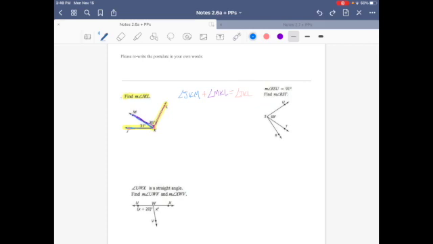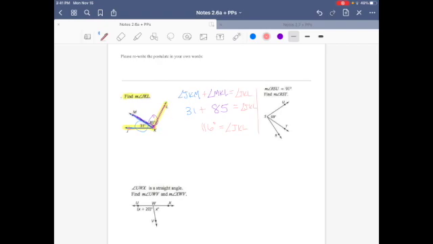So JKM, they tell us, is 31 degrees. And then MKL, they tell us, is 85 degrees. So if I add these together, then I'll get angle JKL. So 31 plus 85: 30 plus 80 is 110, 5 plus 1 is 6, so 6 plus 110 is 116 degrees. That's the big one. So I just take the two smaller angles and add them together, and that gives me the bigger angle. That's kind of the big idea.